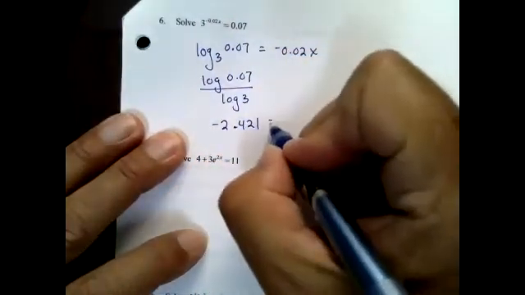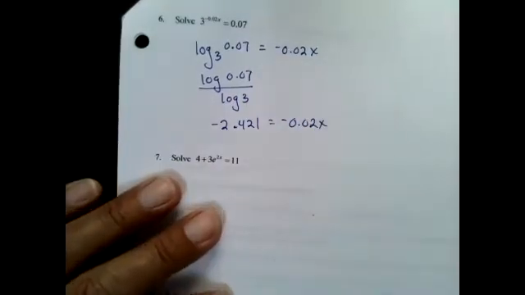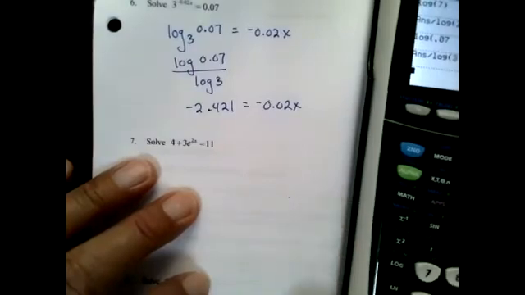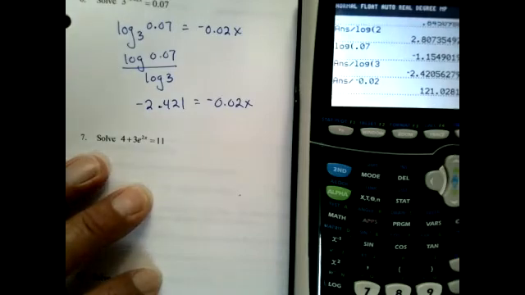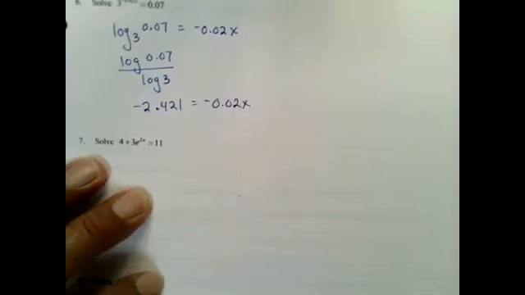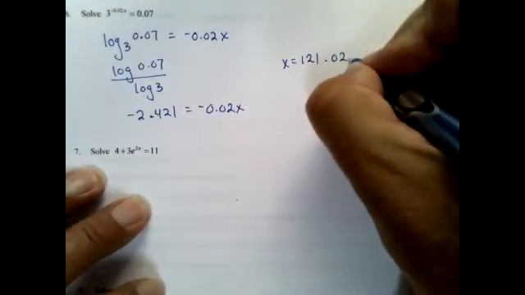Negative 2.421 equals negative 0.02x. So now I'm going to divide by negative 0.02. I hit divide, and it brings that previous answer up. Negative 0.02. And I get 121.028.